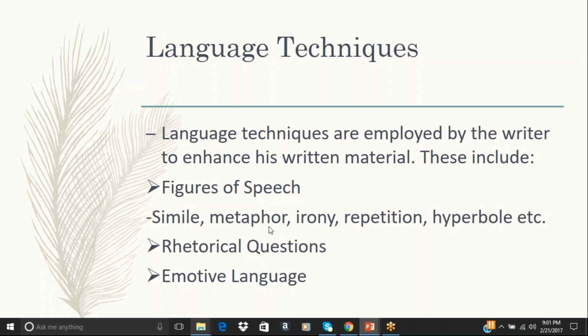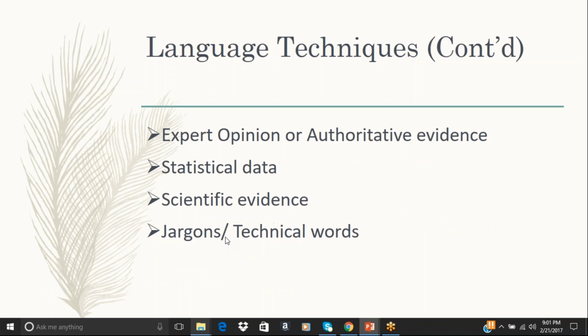All right. Thank you. Moving on. Techniques continued: expert opinion and authoritative evidence, statistical data, scientific evidence, jargon, and technical words. Alright, so expert opinion and authoritative evidence is mostly used in persuasive writing.